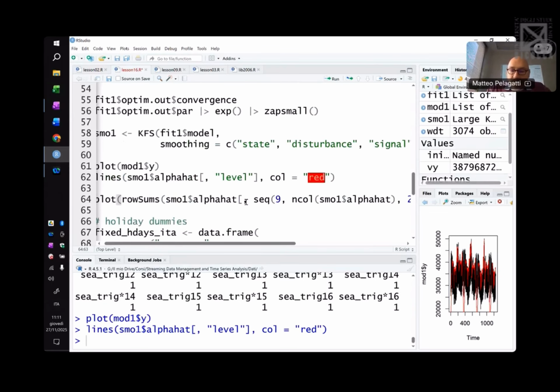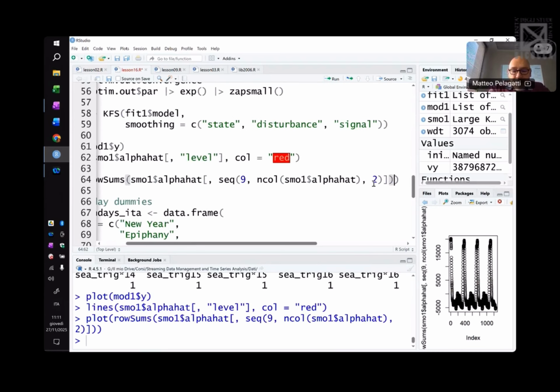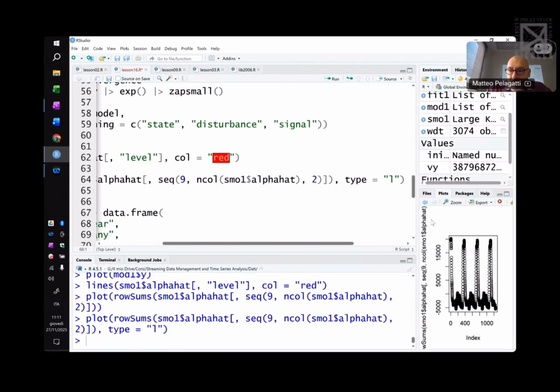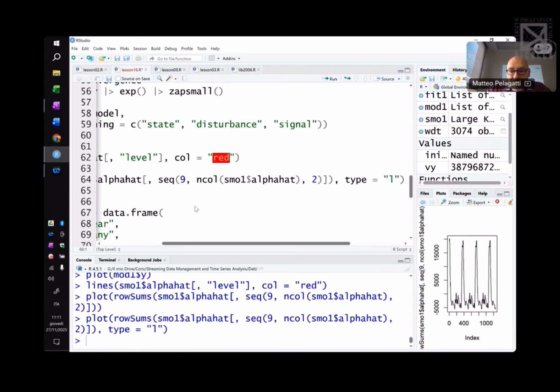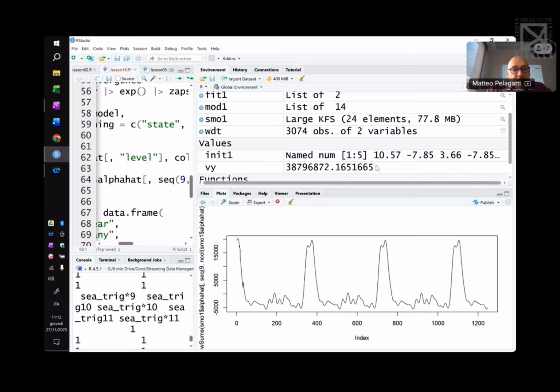And of course, this is not a line because it's not a time series, so we can just plot it. And this is the sinusoidal component. I mean, it's not as expected anyway. So it's not working that well. But anyway, let's pretend this model is okay.